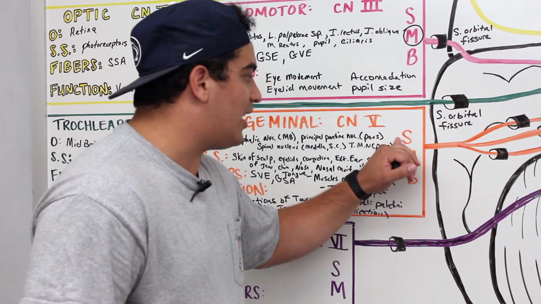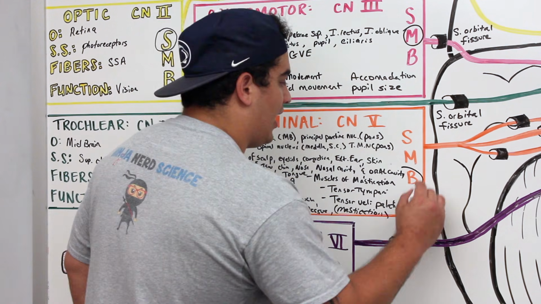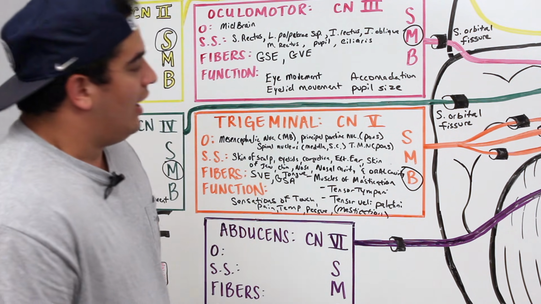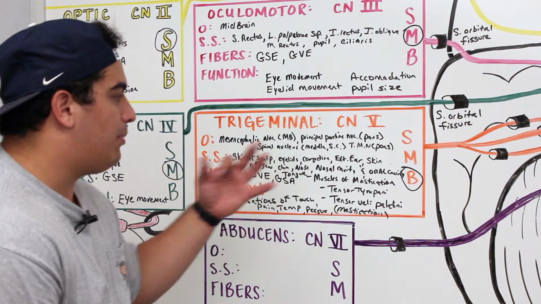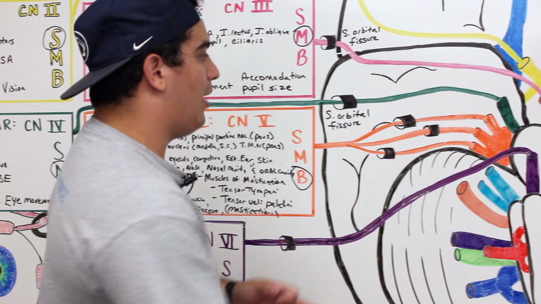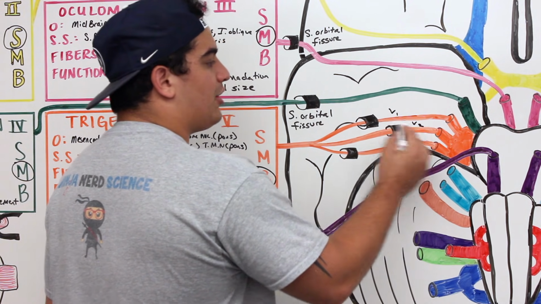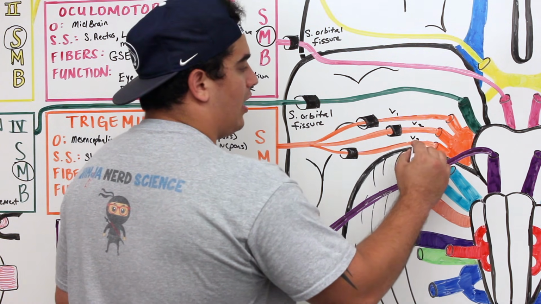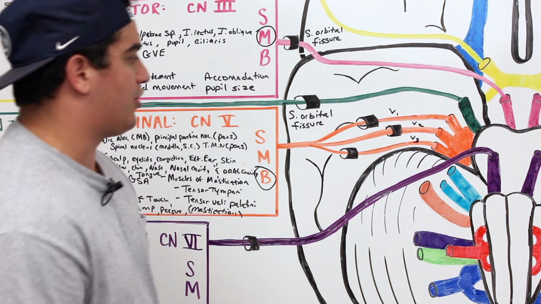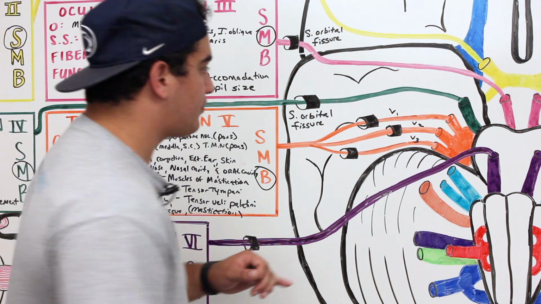So it's not just sensory, it's not just motor, it contains both fibers. Then, if that wasn't complicated enough, it also has 3 different branches, okay? We said that there's what's called a V1 branch, which is the ophthalmic division, a V2 branch, which is the maxillary division, and a V3 branch, which is the mandibular division. Each one of these branches goes through a different hole within the skull.